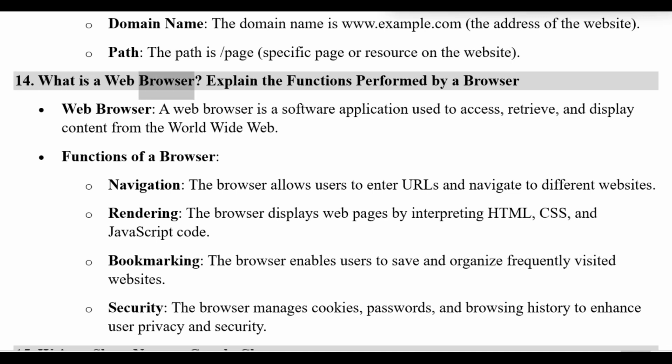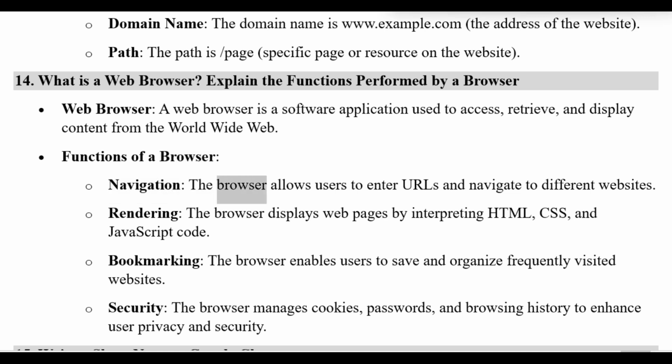14. What is a web browser? Explain the functions performed by a browser. Web browser. A web browser is a software application used to access, retrieve, and display content from the World Wide Web. Functions of a browser.